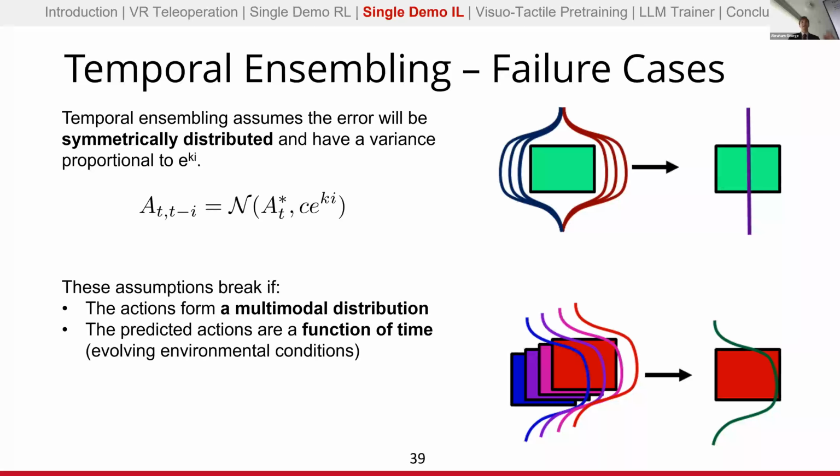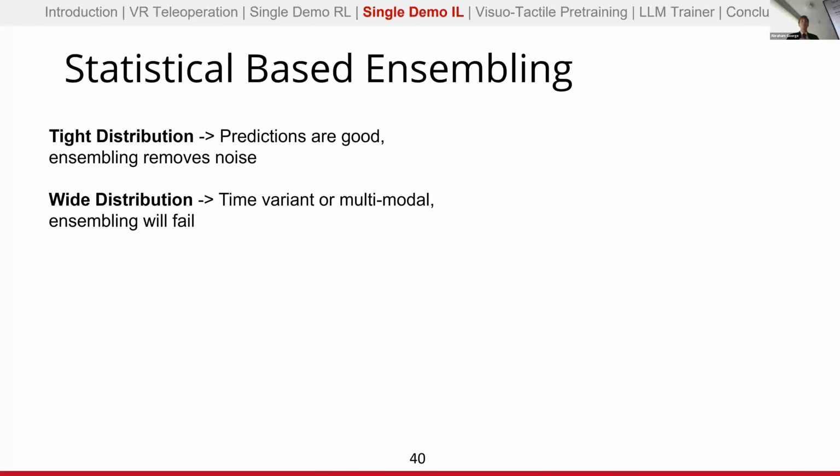So as we go, that goal prediction shifts. So whenever we do our ensembling, we end up predicting an action that would be good in the past, but not for the current state. So to address this, we developed a novel statistical-based ensembling method, where the basic theory is that if we have a tight distribution of actions, all of our actions are fairly close to each other, then our predictions are good, and ensembling will remove noise and maybe one or two outliers. However, if we have a very wide distribution, once again, we measure this using cosine similarity, then we have a time variant or a multimodal distribution of actions, and therefore ensembling will likely fail.